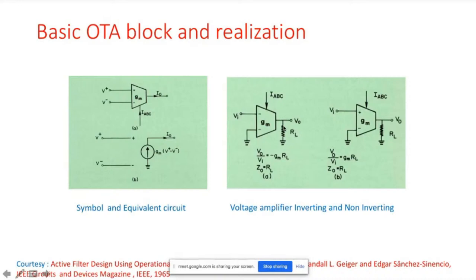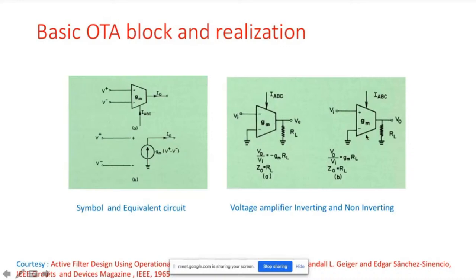Similarly, I can have the non-inverting one, where the input is given to the positive terminal of the GM cell, and the output is going to be positive. In both cases, if you measure the output resistance seen at V naught, it is going to be RL, because the output resistance of the GM cell seen from here is infinite. These two are in parallel, so the lowest one, RL, dominates.